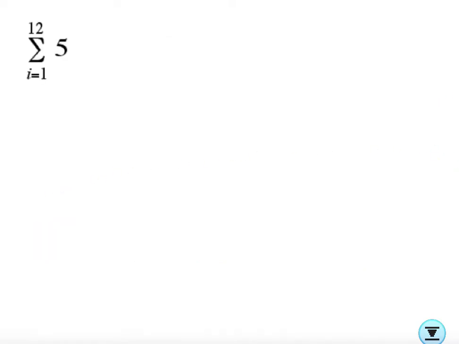Okay, so here's just another one, just to see how you're doing. There's no variable. This is just a constant. It's always going to be a 5. How many terms are there? There's 12 terms. So I can just do 5 times 12 and get my answer really quickly. So I get 60. Okay, that was one of the properties from today.